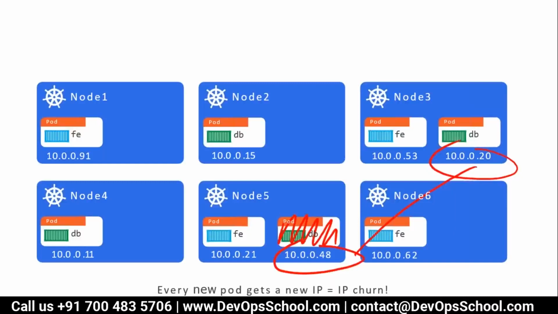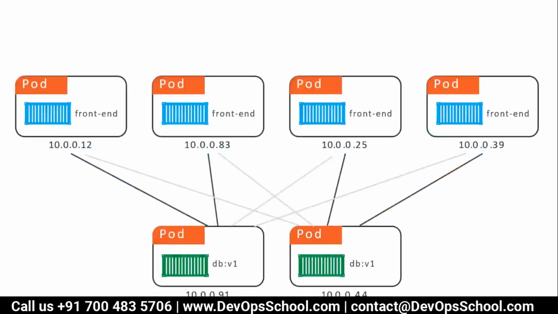One more important thing: pods are ephemeral. If a pod gets replaced, you get a new pod. You will never get the same pod back, and the new pod has a changed IP address. Now, forgetting the end user for a moment, the question is how the 4 front-end pods will communicate with the 2 database pods. Will they connect to the first one or the second one? How?